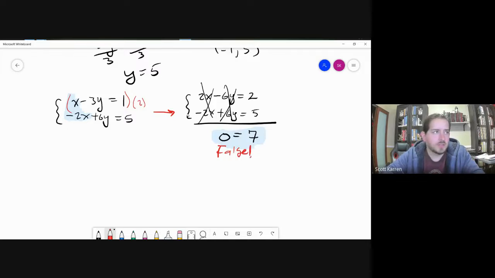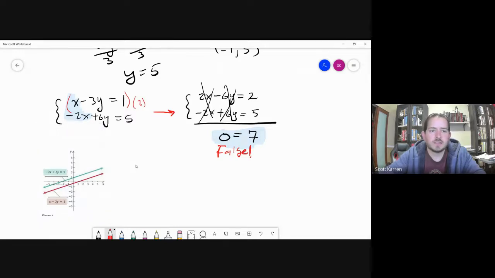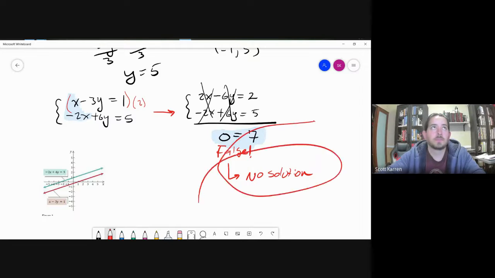Well, graphically, I'm just going to steal this graph from the book because I can. These are 2 parallel lines, right? Where do 2 parallel lines meet? Never. There's no solution here. So if you boil down to a blatantly false statement and your x's and y's disappear on you, there's no solution. That's your answer, no solution.